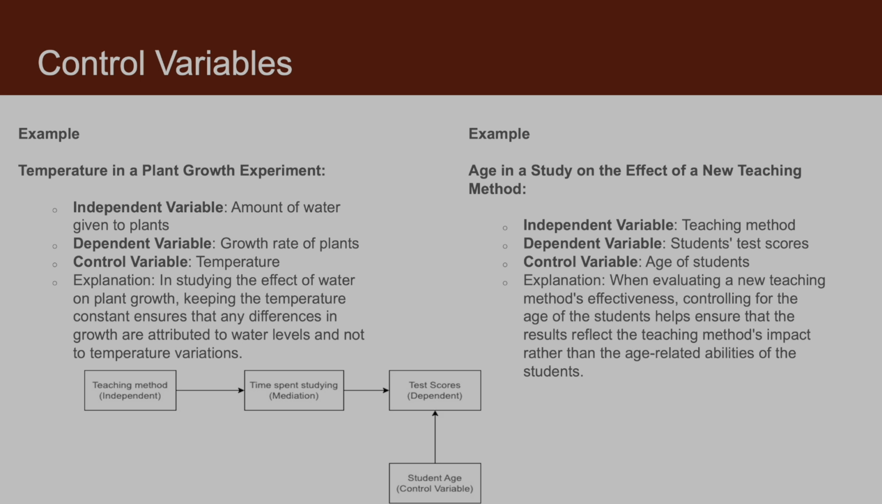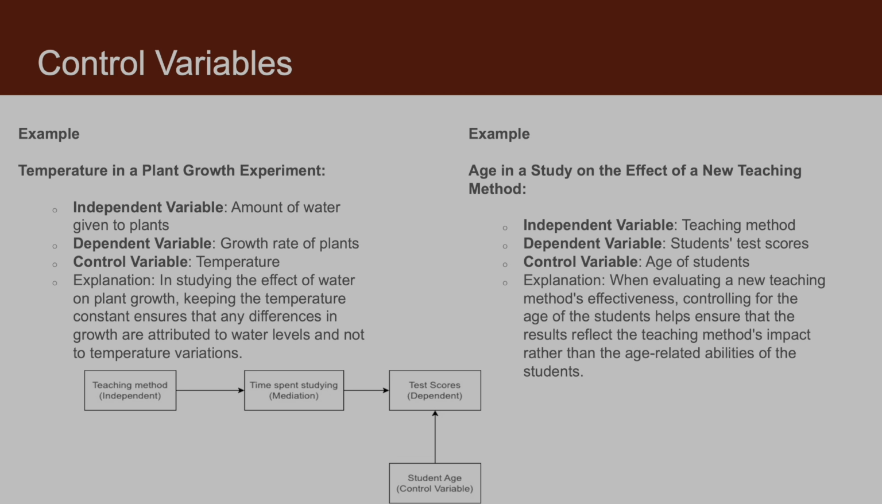To give an example, the temperature in a plant growth experiment. The independent variable in this case is the amount of water given to the plants. The dependent variable is the growth rate of the plants. And the control variable is the temperature. So in studying the effect of water on plants' growth, keeping the temperature constant ensures that any differences in growth are attributed to water levels and not to temperature variations.